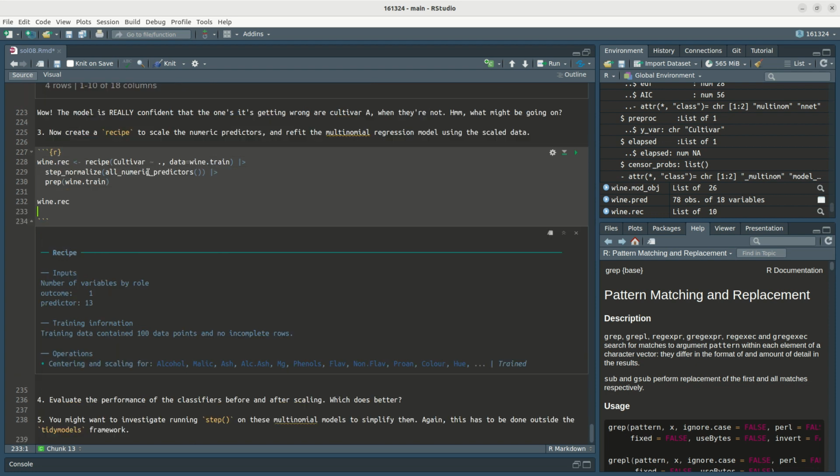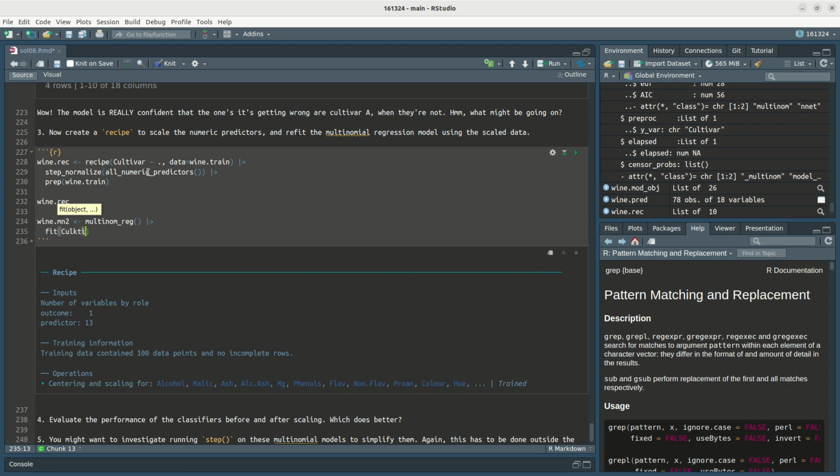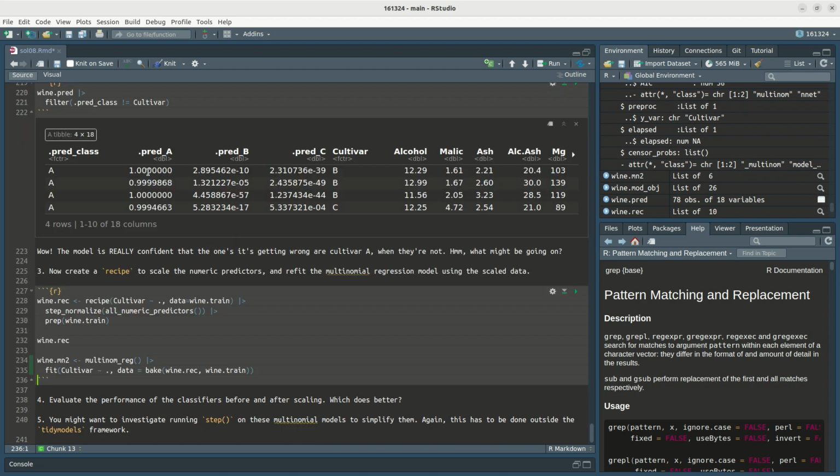Okay, so let's refit the model. So we're going to have multinomial model 2. And we're going to fit cultivar in terms of everything, and our data now is going to be our baked data. So we're going to take our wine recipe and we're going to bake our training data. And that's going to apply that transformation.